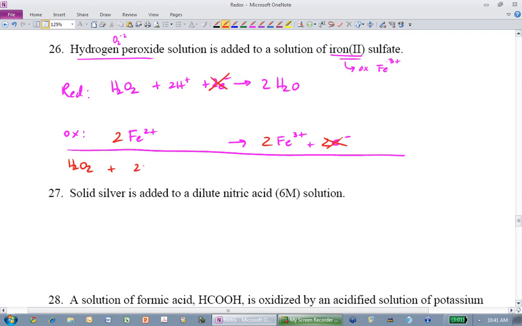H2O2 plus 2Fe2 plus 2H plus. Got everything on the left. 2 lovely waters. And 2Fe3 plus. Total charge on the right plus 6. Total charge on the left. Plus 4, plus 2, plus 6. Life is good. Balanced on both sides.